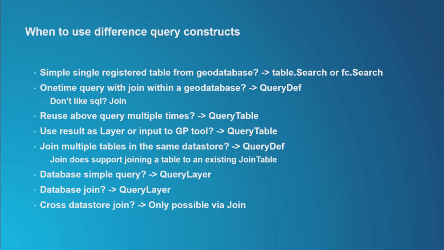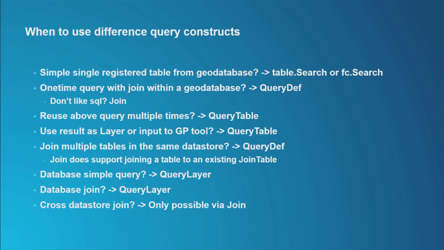Say that you have a simple single table registered with a geodatabase, then call table.search to get the rows back, right? If you're doing a one-time query that might contain a join, then a query definition is where you want to go. If you don't like writing that SQL, use a join. If you want to reuse that query multiple times, then query table is your way to do that, right? If you want to pass that information into a geoprocessing tool, again, query table.